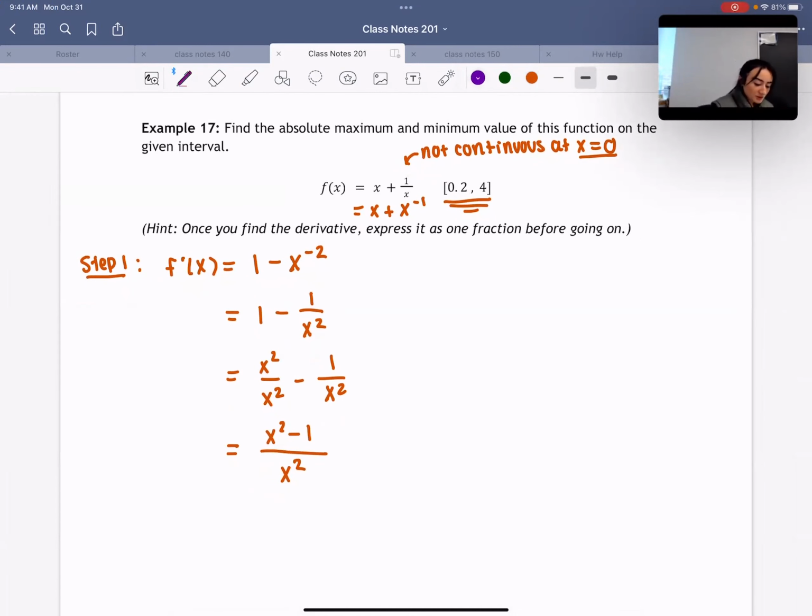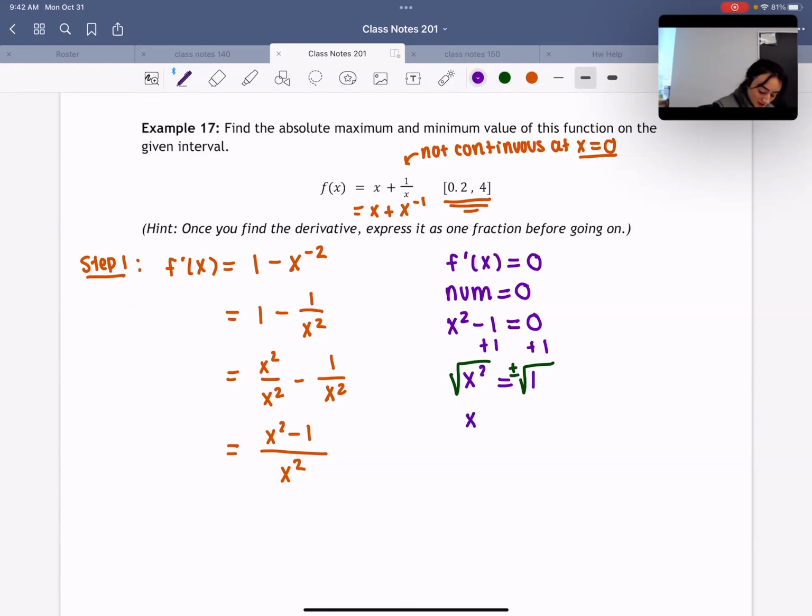All right, looks like we have to find where our derivative is equal to 0. The derivative is equal to 0 where the numerator is equal to 0. My numerator is x squared minus 1. Add 1 to both sides, so x squared equals 1. Taking the square root of both sides, what did I just forget? Plus or minus sign, good. So x is equal to plus or minus 1. Those are candidates for critical values.